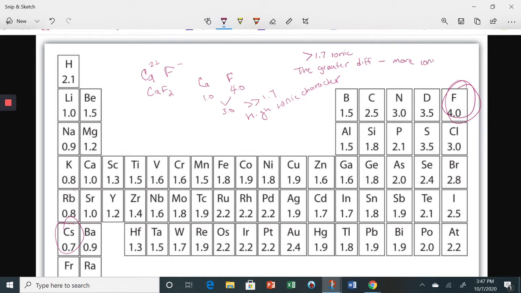Now this is relative, because you can have something that is not ionic, and they'll still ask you which one has the greater ionic character. So when the question is about ionic character, you have to think in your brain, oh, I got to look at electronegativity difference.